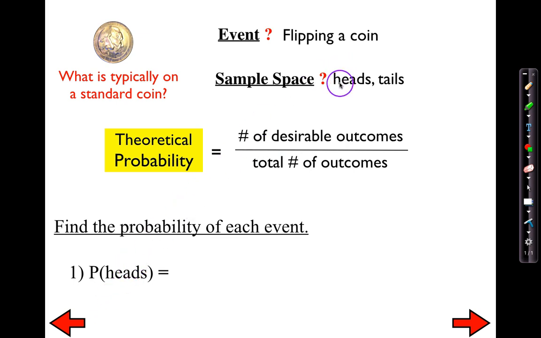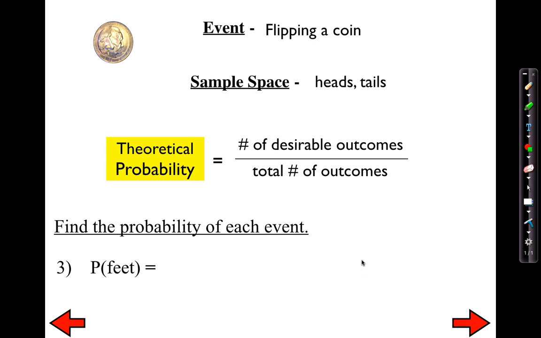Well, let's see. Our sample space is heads or tails. Those are the different outcomes, and we're looking specifically at heads. So we would say 1 out of 2, heads being 1 out of the 2 in the sample space. Well, what's the probability of flipping a tails? Same idea. We can have tails, but out of 2 different possibilities, so we would say 1 out of 2.